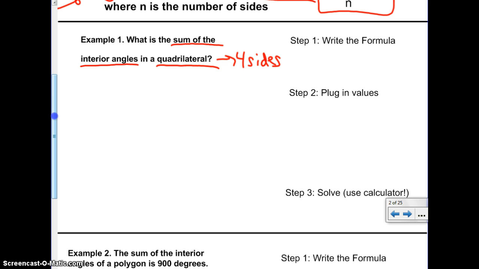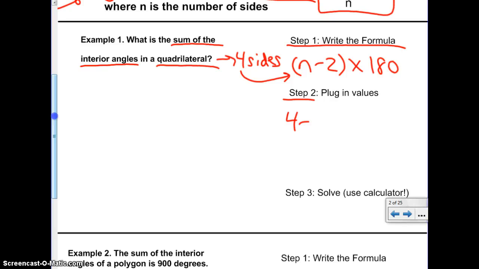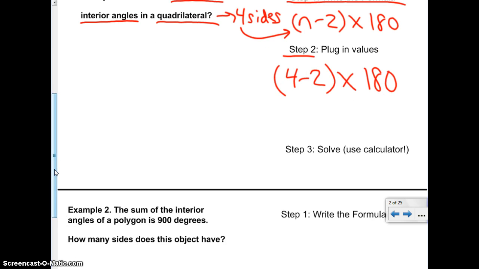And we have 3 easy steps to do these problems. Step 1, we write the formula. So the formula is n minus 2 times 180. Step 2 is where you plug in the values. So we know it's a quadrilateral, it means it has 4 sides, so we plug in that 4 for n. So now we have 4 minus 2 times 180. And now step 3, you solve it by putting it into the calculator. And what you end up getting is 360 degrees. Pretty simple, right? You just plug it in, solve it.